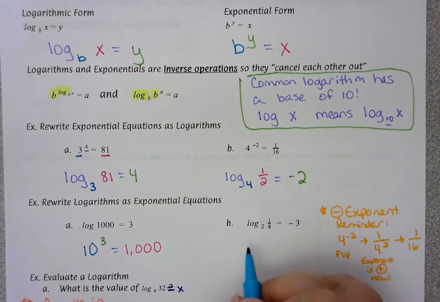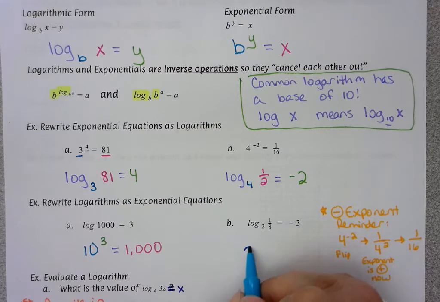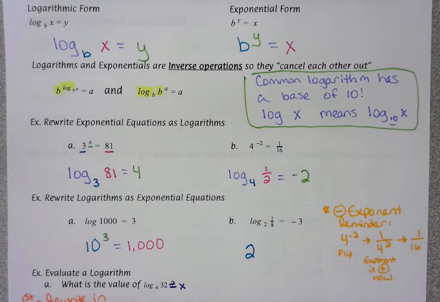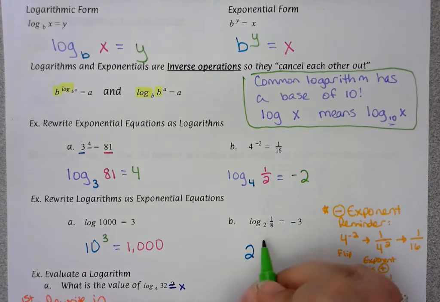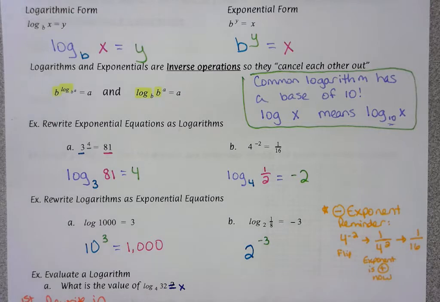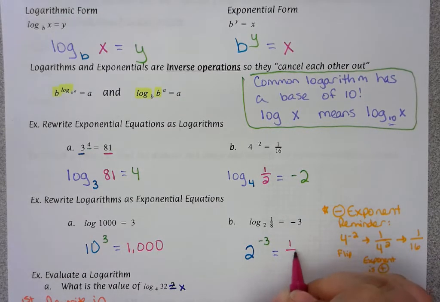So this is again going to be, I'm looking for my base. Which one of these is my base? 2 is my base. And then what do the -3 and the 1/8 do? They trade places. So -3 becomes the exponent and 1/8 becomes my answer.